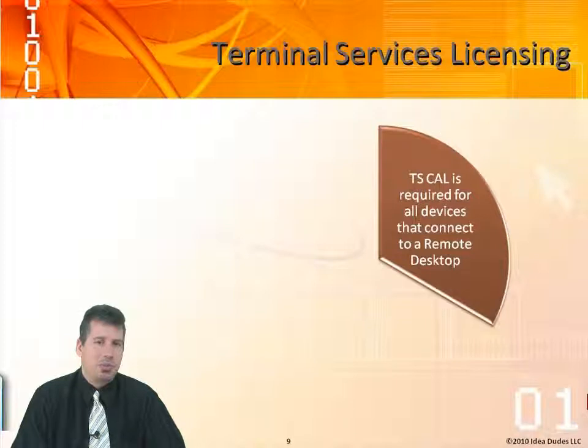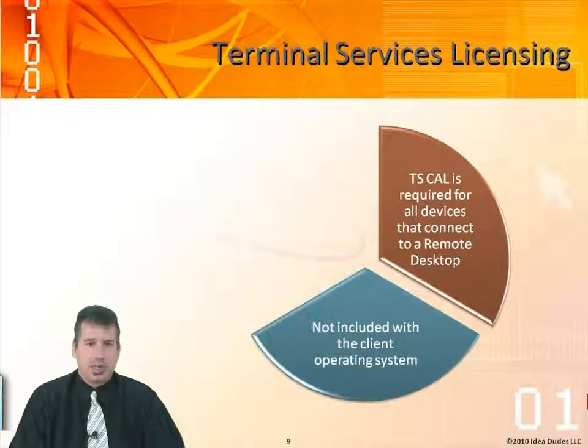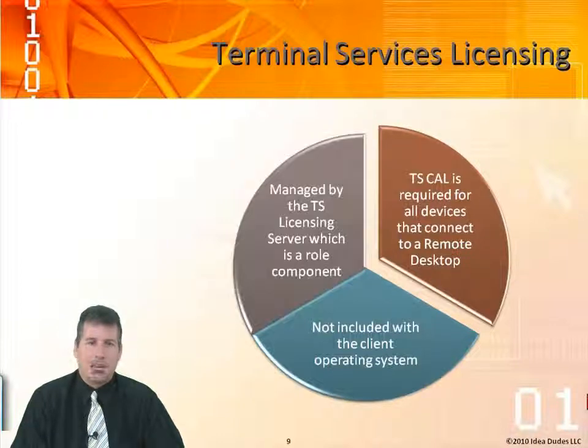Then the licensing: we have the TS CAL, which is the client access license. What this does is allow the individual to connect through a remote desktop. It's not included with the client operating system. You have to actually purchase these, from the licensing warehouse or the Microsoft Clearinghouse. When you activate the terminal services licensing server, you'll connect and activate that licensing server. You'll have 180 days to use terminal services before it will not allow any clients to connect again. So you need to purchase your licenses and activate them on the server.